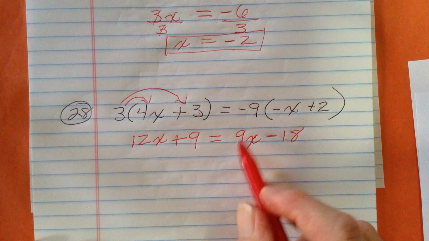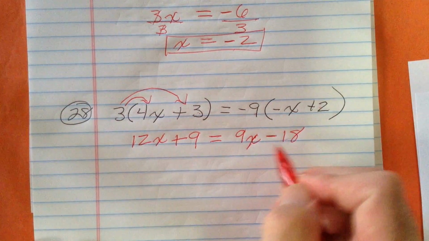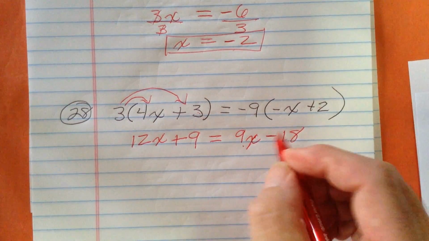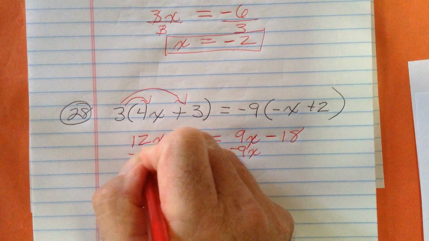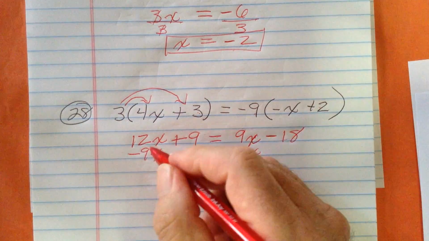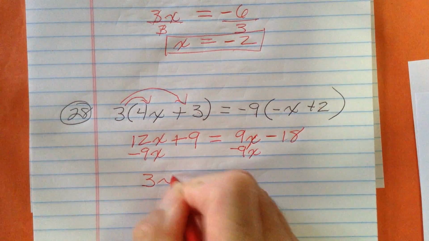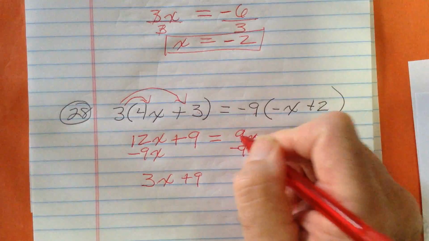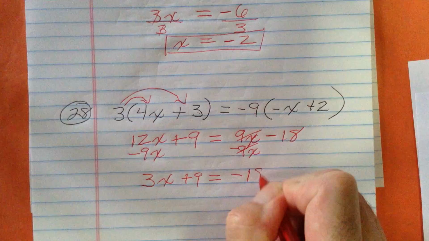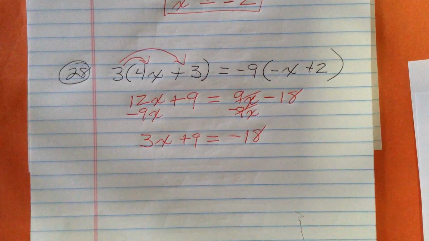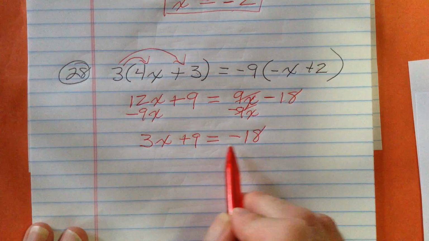Okay, so now I want to get all my x's on one side. I got 12x on this side and 9x on this side. So I'm going to do negative 9x on both sides. I'm going to get rid of this one, negative 9x. So 12x minus 9x would be 3x plus 9. 9x minus 9x goes away, that's 0, equals negative 18. So now that should look familiar. I got 3x plus 9 equals negative 18.